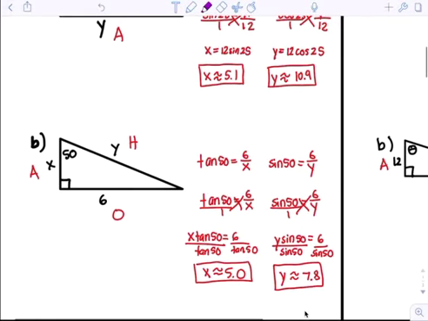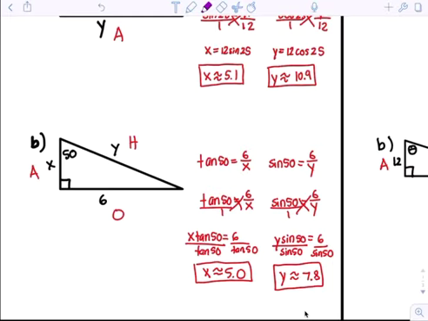Part B, same deal. So in the perspective of this angle, I know 6 is the opposite, right? This is the opposite side. X is your adjacent, and y is your hypotenuse. So then I'm going to use tan 50 for 6 over x to solve for x, right? Because tan is opposite over adjacent. So then put it over 1 and then cross multiply. So x times tan 50 is tan 50, and 6 times 1 is 6. Now to isolate our x, we have to divide both sides by tan of 50. So then we're going to get x is roughly 5.0, rounding to the nearest tenth.